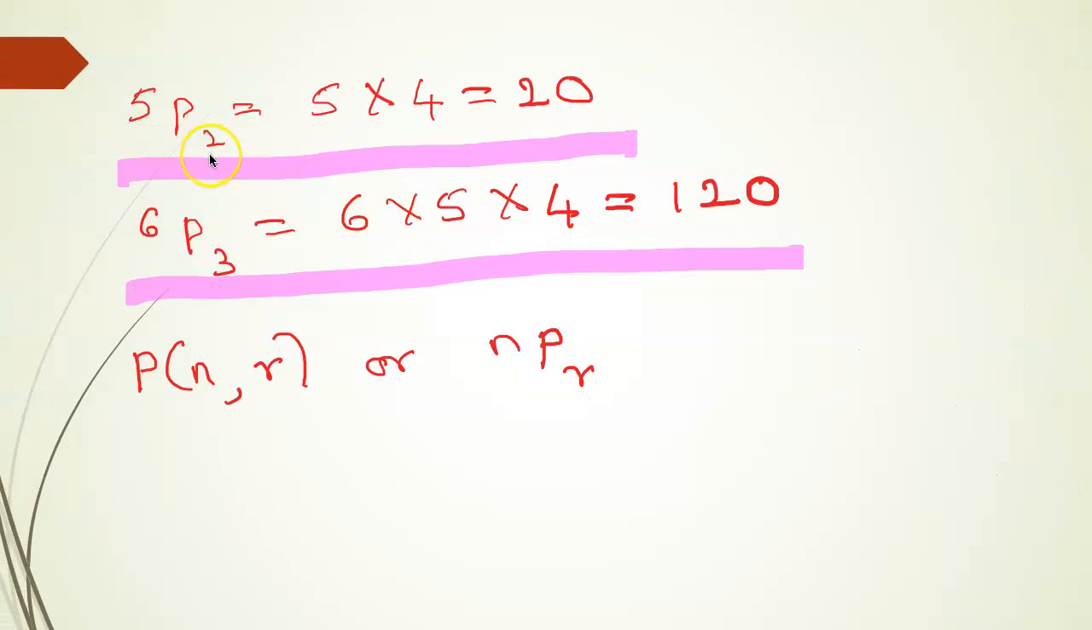Here is a hint to remember. When you are given 5P2, just go back from 5, 2 times. So 5 into 4 is 20. 6P3 is go back 3 times starting from 6: 6 into 5 into 4, which is 120. Now nPr is also denoted by Pn,r.